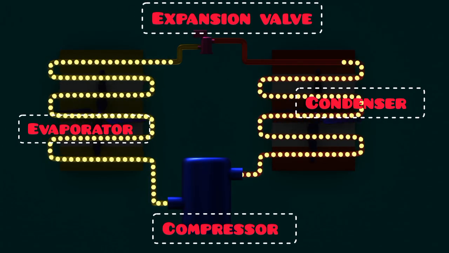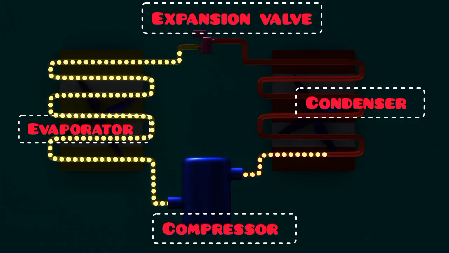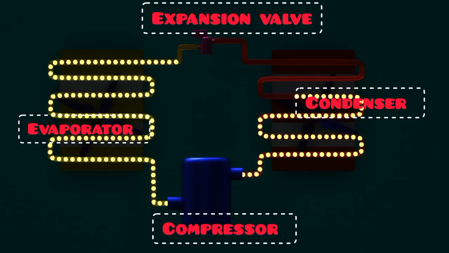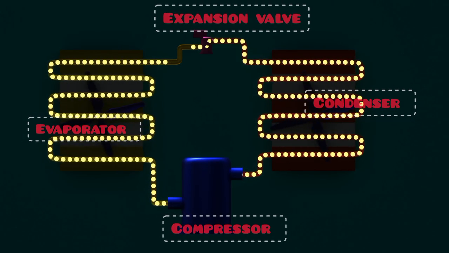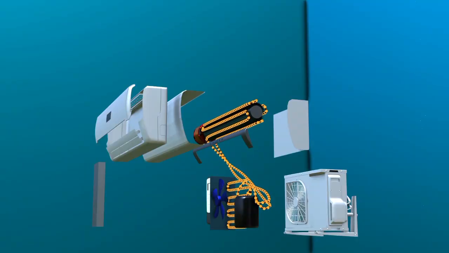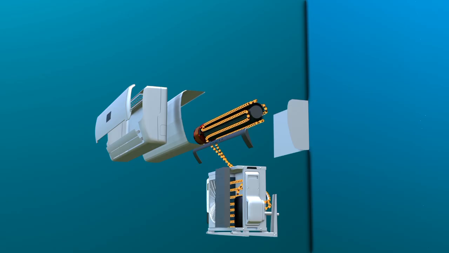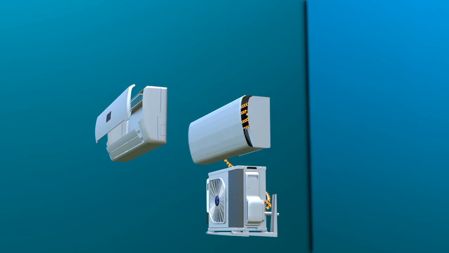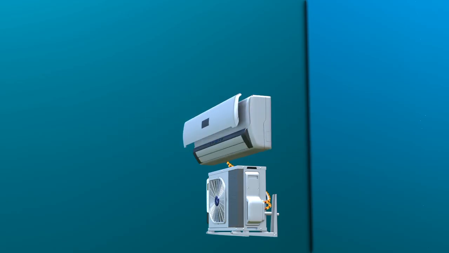A fan helps by forcing outdoor air across the condenser coils. As the air flows over the hot pipes, it absorbs heat from the refrigerant. The outdoor air enters the condenser warm and leaves even hotter, having collected the unwanted heat from inside the building.